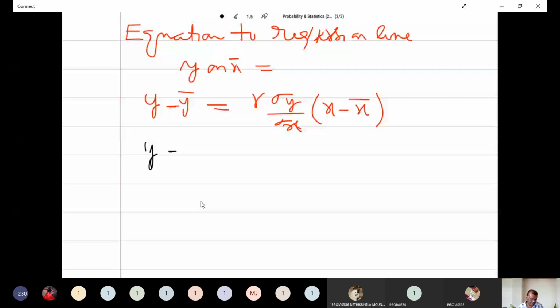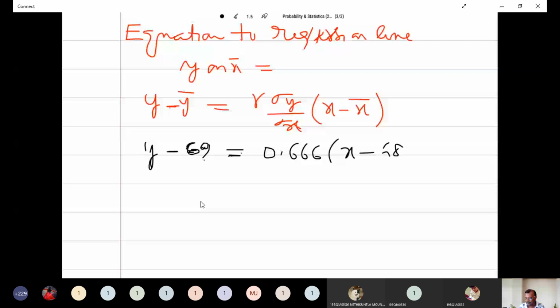What is the value of y bar? Y bar is equal to 69. Then y minus y bar is equal to r into sigma y by sigma x, what is this value? 0.66, into x minus x bar. X bar is equal to 68.